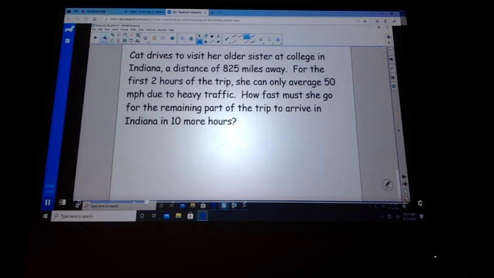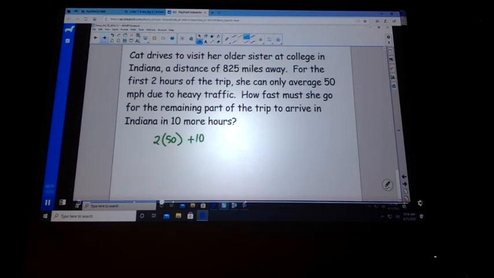Cool. This one says Cat. This person's name is Cat. She drives to visit her older sister in a college in Indiana, a distance of 825 miles away. For the first 2 hours of the trip, she averages 50 miles per hour. Okay, and she can only average 50 miles an hour due to heavy traffic. How fast must she drive for the remaining part of the trip to arrive in 10 hours?